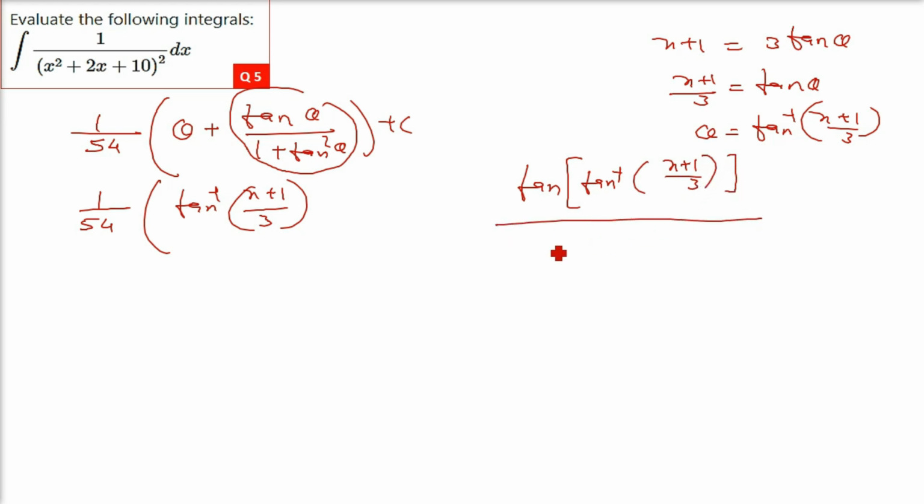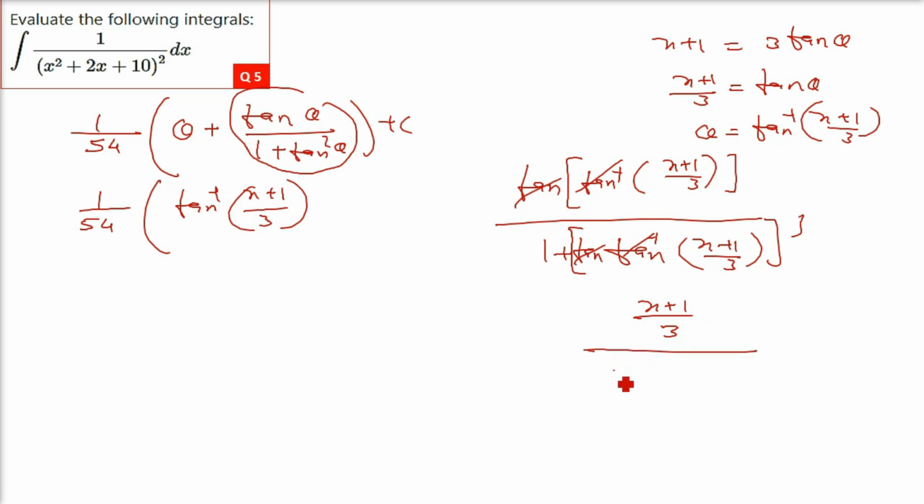In the denominator, it will be 1 plus tan square theta. So 1 plus tan of tan inverse of (x plus 1) by 3, whole square. Tan and tan inverse just cancel. The numerator will be (x plus 1) by 3. The denominator will be 1 plus ((x plus 1) by 3) whole square. So this is just algebra now, to convert this into a proper simplified form.